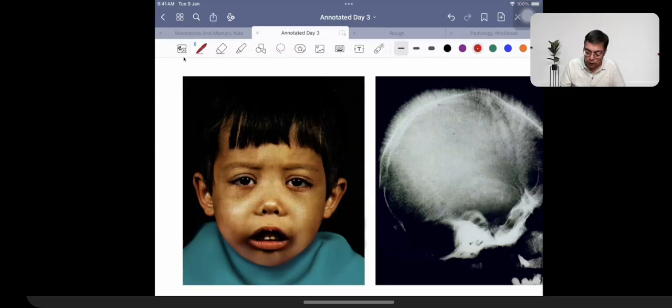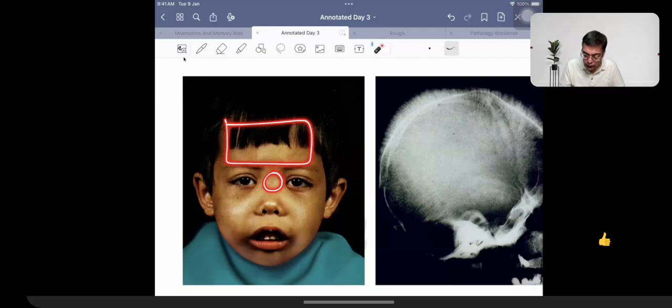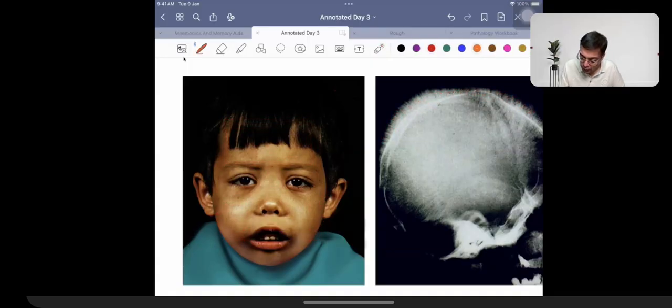Chipmunk facies. Flattened nasal bridge. Frontal bones become prominent. Maxilla and mandible also become prominent because of extramedullary hematopoiesis. And the classical radiology question: when you see the skull bone being affected in the patient, when you see the X-ray of the skull of this patient, what are you going to be seeing? You are seeing the presence of a spiky appearance over here. This is what is associated with the hair on end appearance. So this appearance is given the name of hair on end appearance.